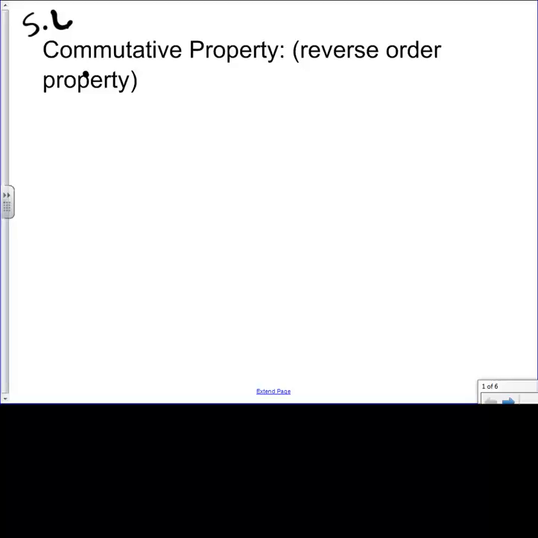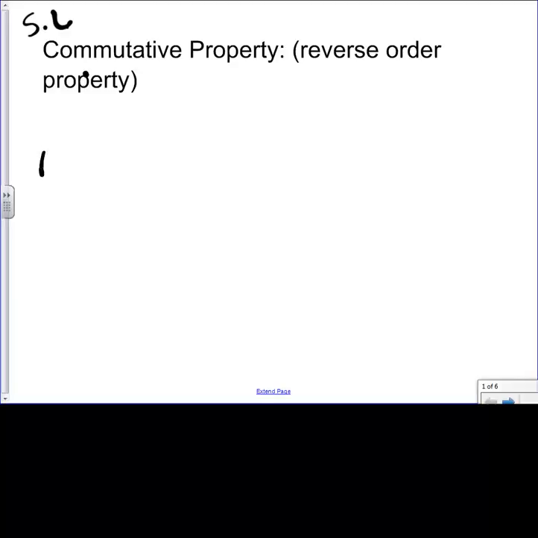Right, this is a very quick 5.6 lesson. We're going to talk about several different properties. You are going to need to know each of these properties and an example of each of them. So the first one is called the commutative property, or the reverse order property.